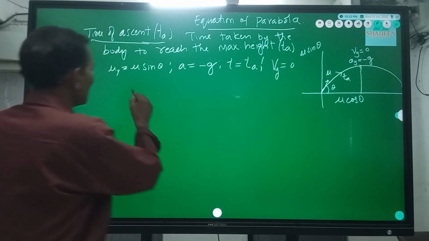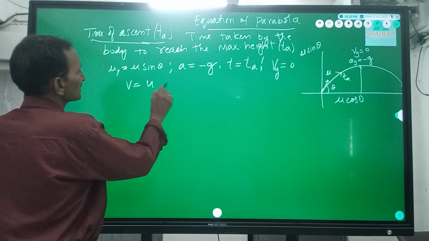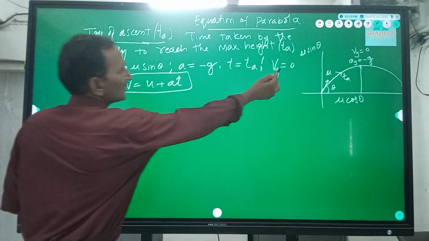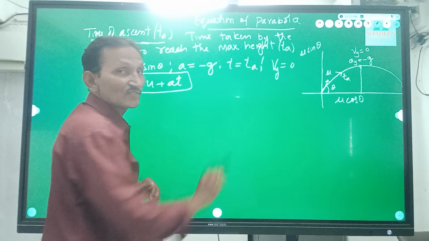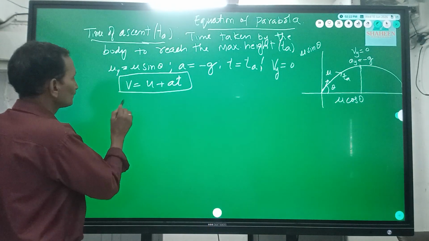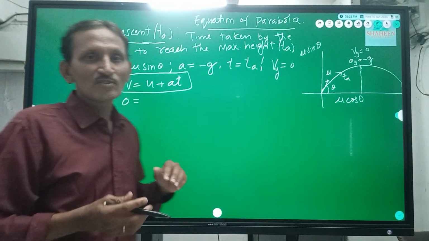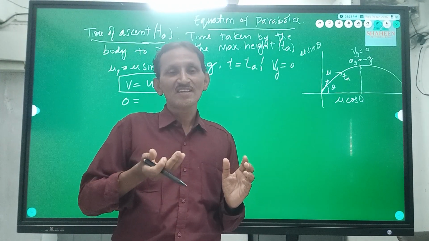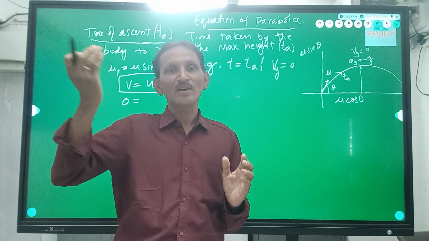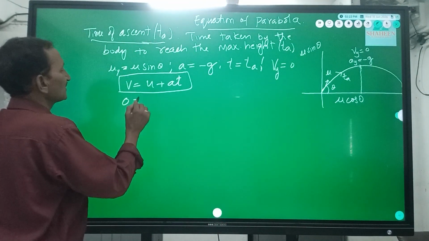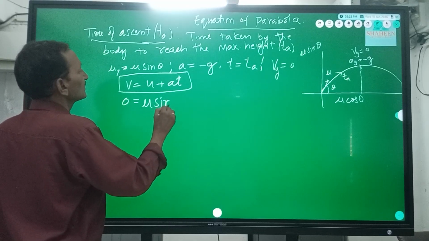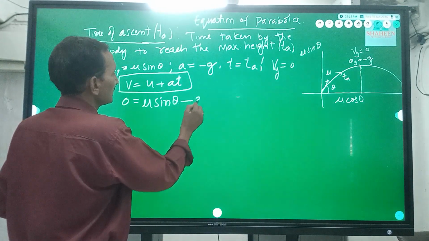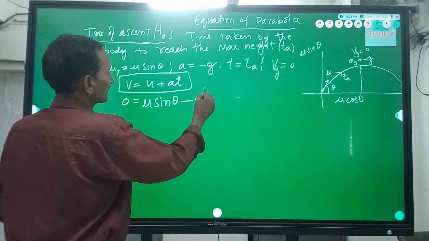The first equation of motion, v is equal to u plus at. Select this. The final velocity when it reaches the maximum height is 0. The initial velocity in the y direction is u sin theta. Your acceleration is minus g because it is going up. Time of going up is ta.